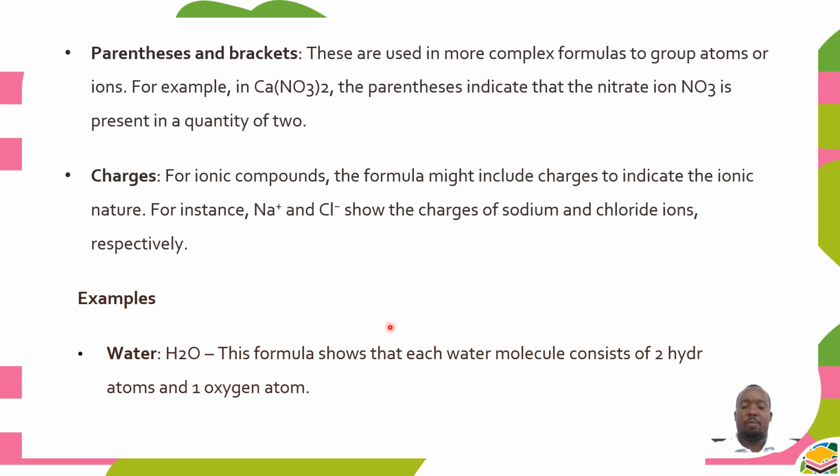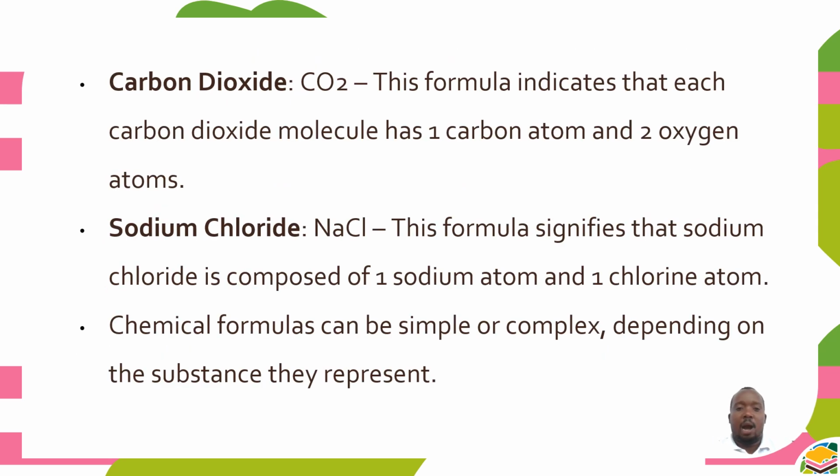For example, let us look at more examples. Water: this formula shows that each water molecule consists of 2 hydrogen atoms and 1 oxygen atom. Good. As you can see here, we have 2 for hydrogen. Like I've already said, here there's a silent 1, so that is oxygen. So this is water. Carbon dioxide, CO2: this formula indicates that each carbon dioxide molecule has 1 carbon atom and 2 oxygen atoms. For sodium chloride, NaCl, this formula signifies that sodium chloride is composed of 1 sodium atom and 1 chlorine atom.